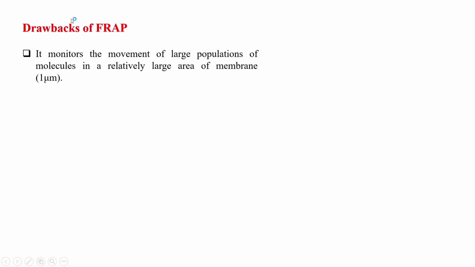Now, there are some drawbacks of the FRAP experiment. It monitors the movement of large populations of molecules, in this case these protein molecules, in a relatively large area of membrane that is 1 micrometer in diameter. But one cannot follow individual protein molecules. Here a group of species of proteins are stained with antibody, and we follow the whole group of proteins, not a single individual protein.